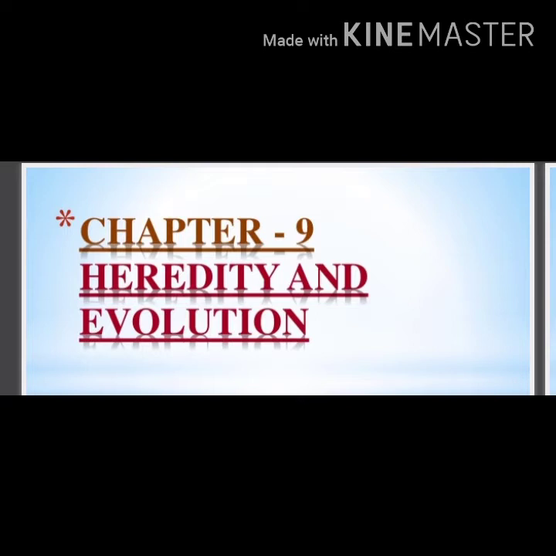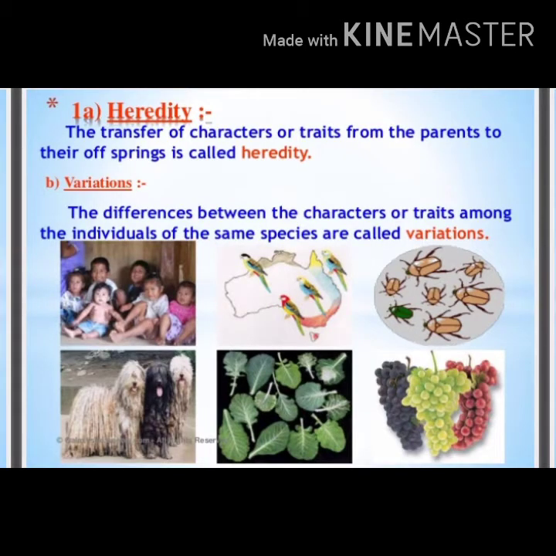So, in the last chapter, we studied about sexual and asexual reproduction. What is the basis of this reproduction? That is the transmission of characters from one generation to another generation. That is DNA copying. This is the process we call heredity.